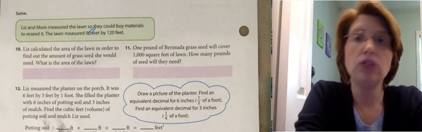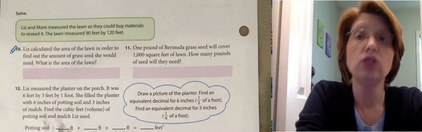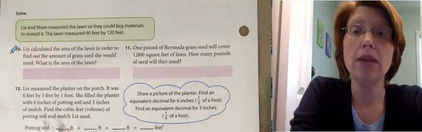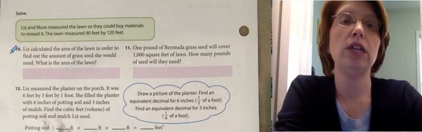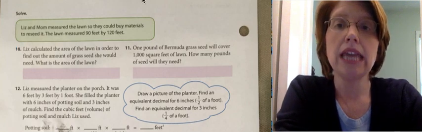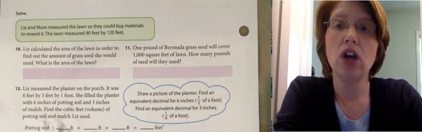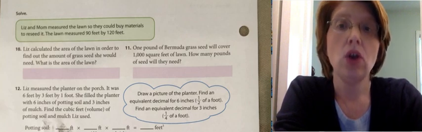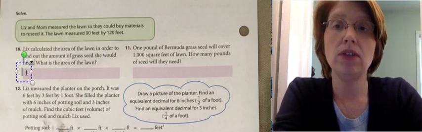Liz and Mom measured the lawn so they could buy materials to reseed it. The lawn measured 90 feet by 120 feet. Liz calculated the area of the lawn in order to find out the amount of grass seed she would need. What is the area of the lawn?